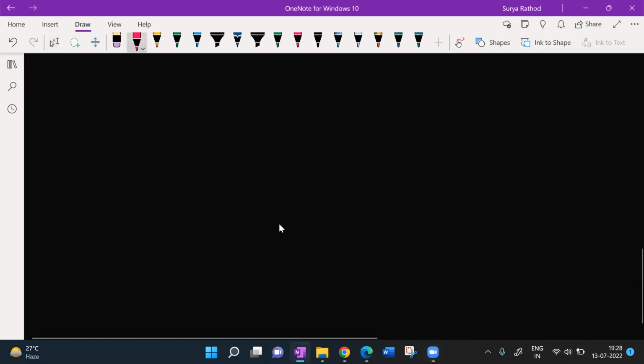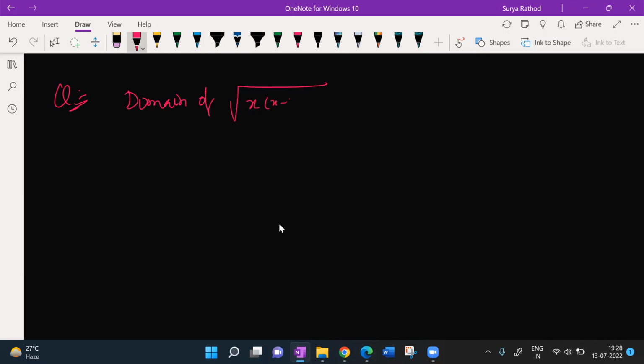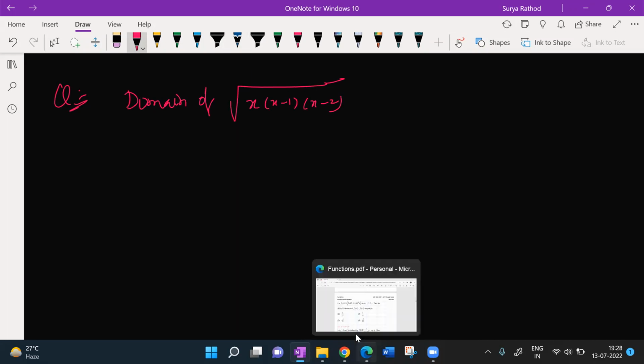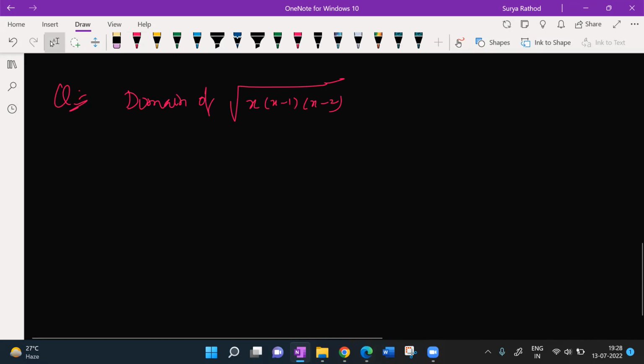First of all, let us discuss a few questions related to domain. Everyone find the domain of this: square root of (x minus 1)(x minus 2). Everyone find out the answer. Domain is nothing but the possible values of x. What are the possible values of x?